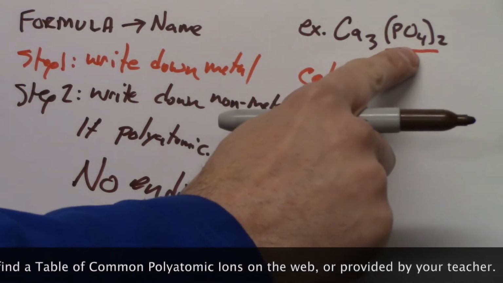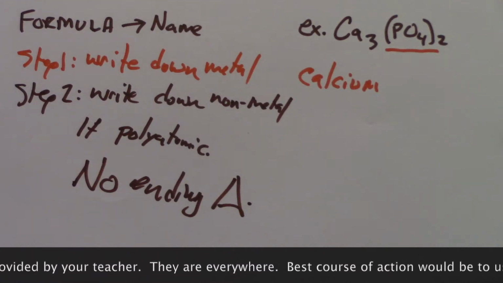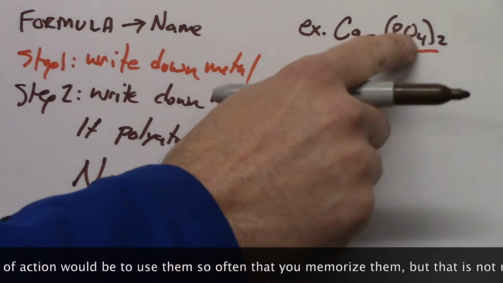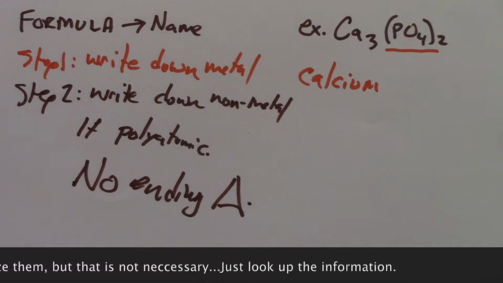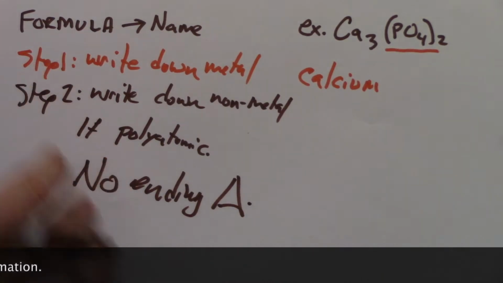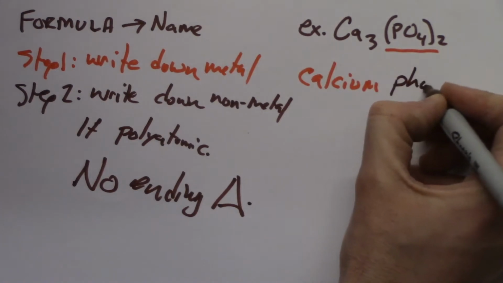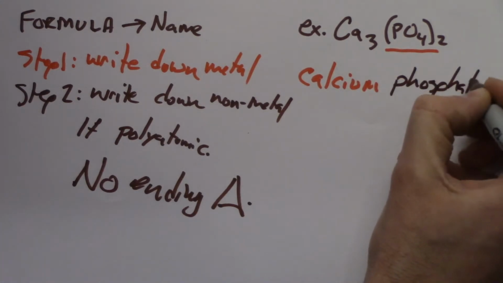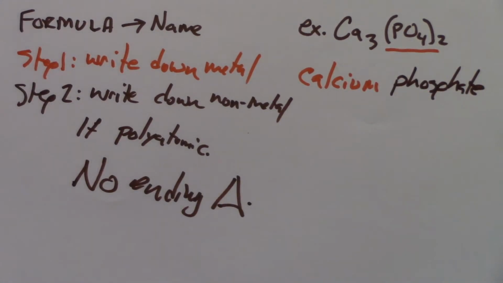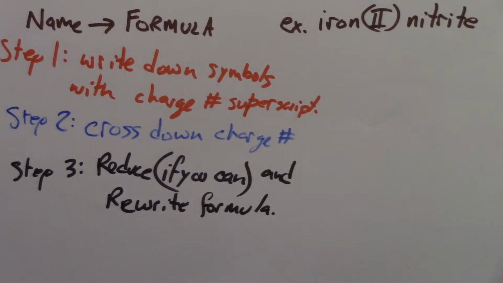I can see there's brackets. I recognize that there is a polyatomic ion. I'm going to find PO4 on the table of common polyatomic ions, and then I'm just going to write it down. This is called phosphate, so we write down phosphate. The name of this compound is calcium phosphate. Done. Over and out. Excellent.